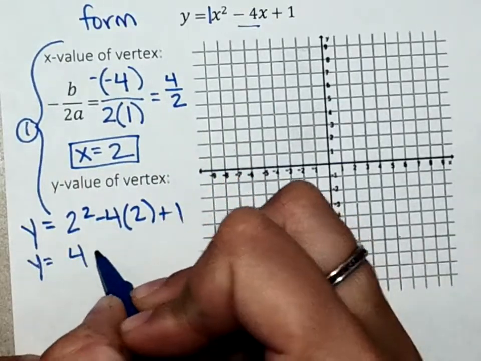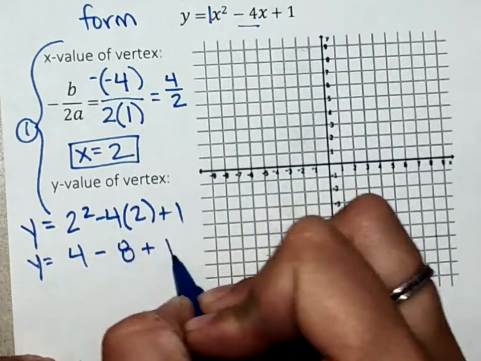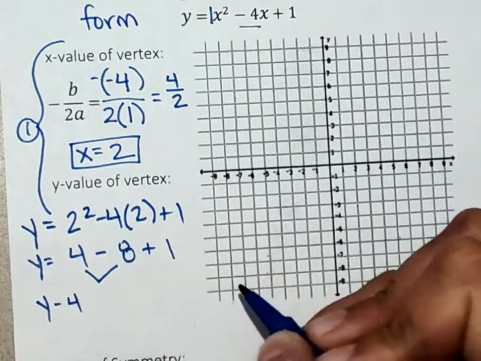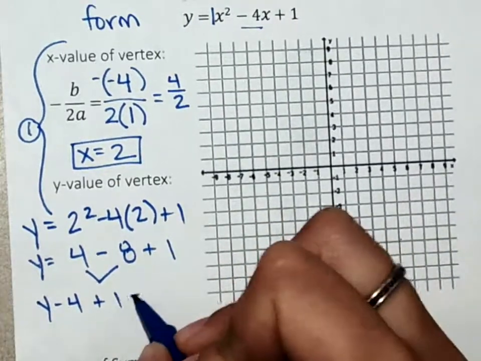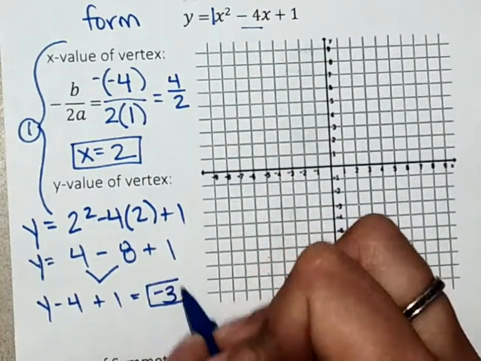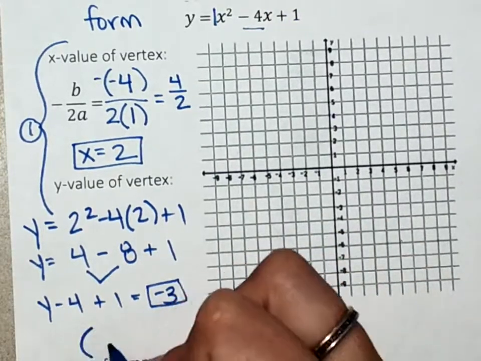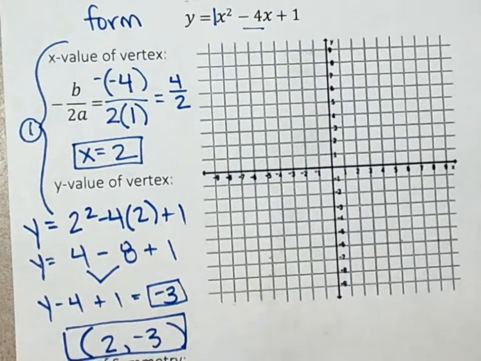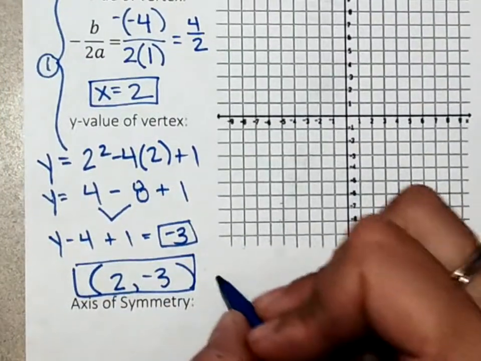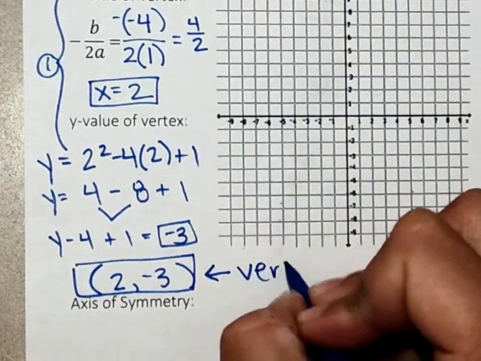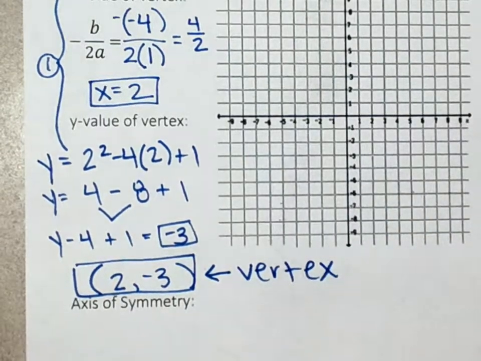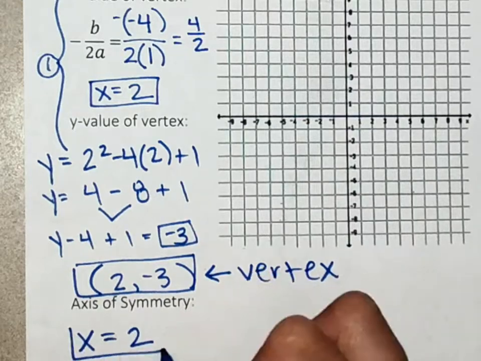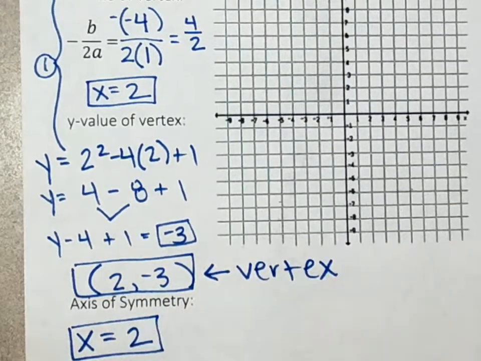2 squared is 4, 4 times 2 is 8, plus 1. 4 take away 8 is negative 4. Negative 4 plus 1 is negative 3. So the coordinates for our vertex are 2 and negative 3. Our axis of symmetry is going to be x equals 2. It is always the x value.